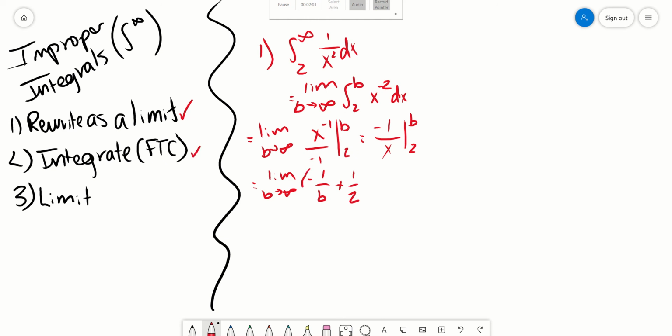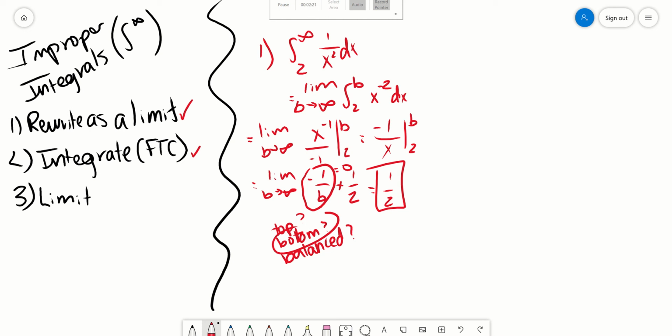This part is really the only part we are concerned with because it's the only part that has a b. So we want to see, is it top heavy, bottom heavy, or is it balanced? In this case, it is bottom heavy, which means it is equal to 0. So our limit comes out to 1/2. In other words, this is going to converge, and it converges to 1/2.